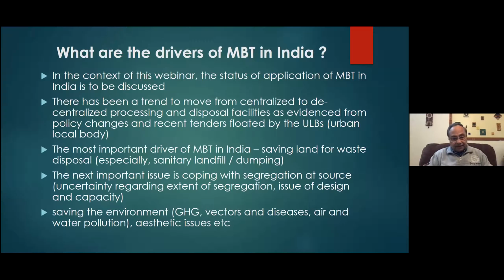And the third, which is also very important, is the environmental factors, which have already been discussed by our august friends: greenhouse gas, vectors and diseases, air and water pollution, aesthetic issues, and so on.